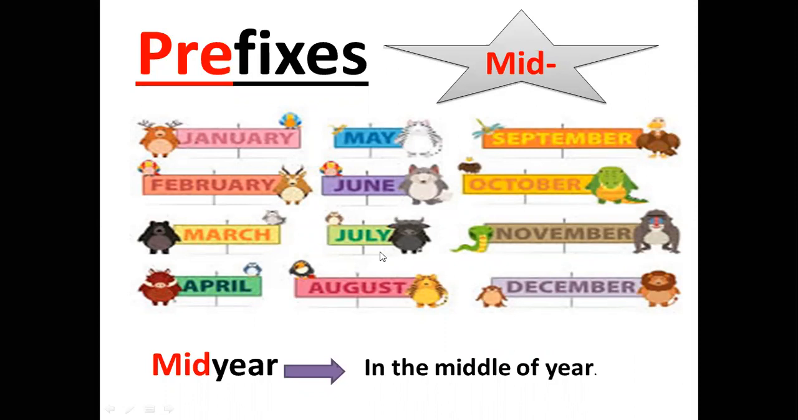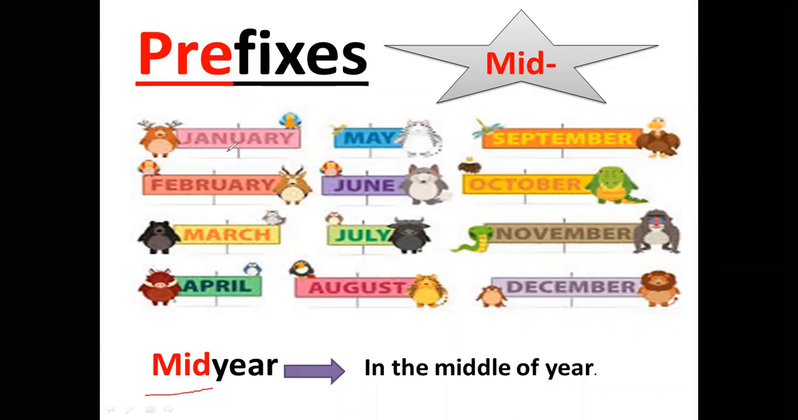This is the first word, mid-year. So I add the part mid to year to change its meaning. Here, mid is a part of letters I added to the root word year to change its meaning. What does year mean? Year is the months of the year.